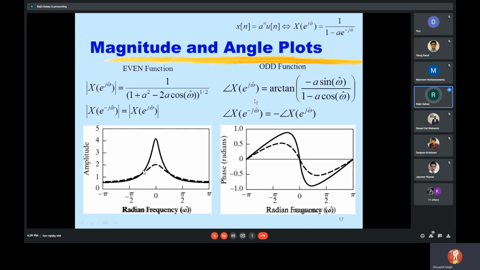So for varying values of A, you will get different plots. The solid plot is for A equal to 0.9 and this is for 0.5. This is for a real signal. A to the power n, u of n is a real signal. So decaying exponential.